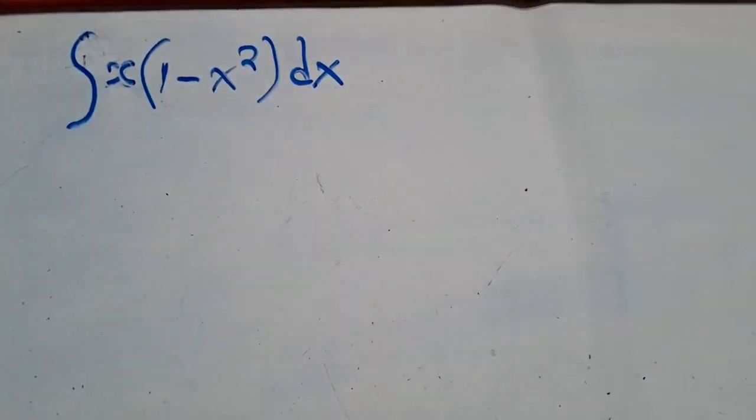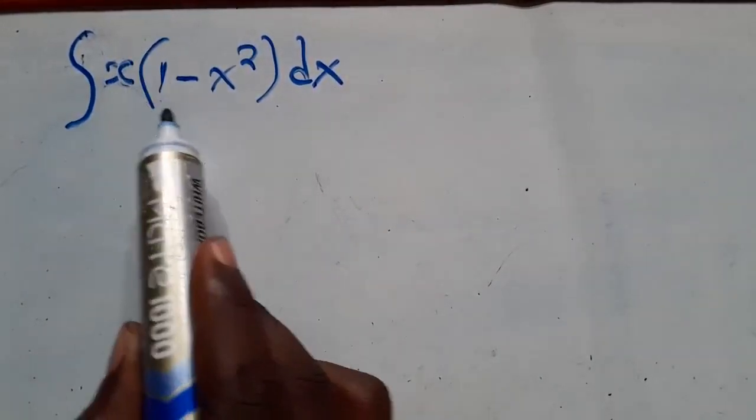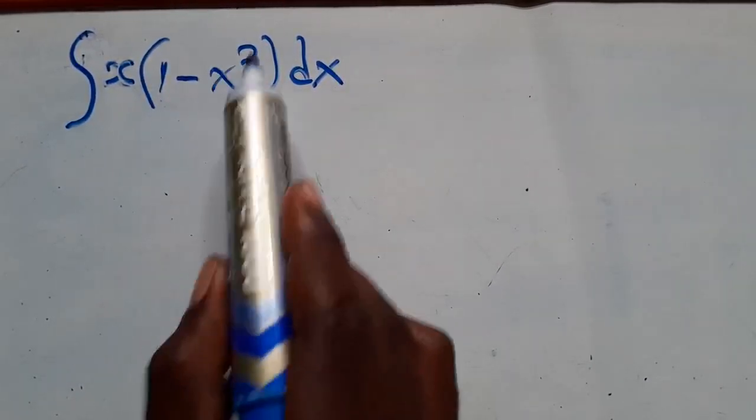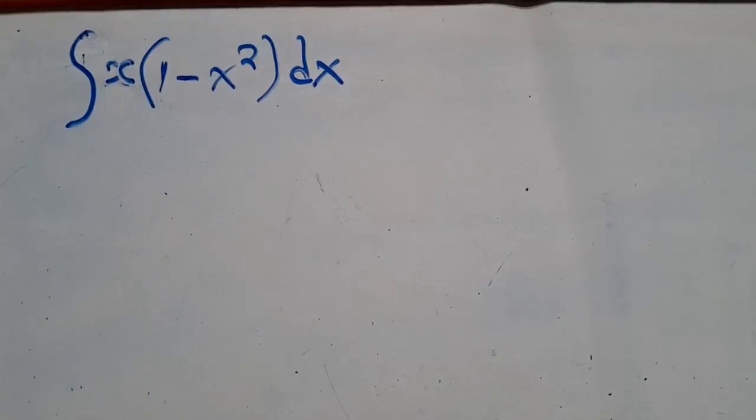What are you supposed to do? Have you seen this integral, x open bracket 1 minus x squared close bracket dx? How can you integrate that? If you saw how I was answering the first example, you can try and work this out. Let's see how you are going to answer it using the knowledge that I've shared with you. So how can you go about this?